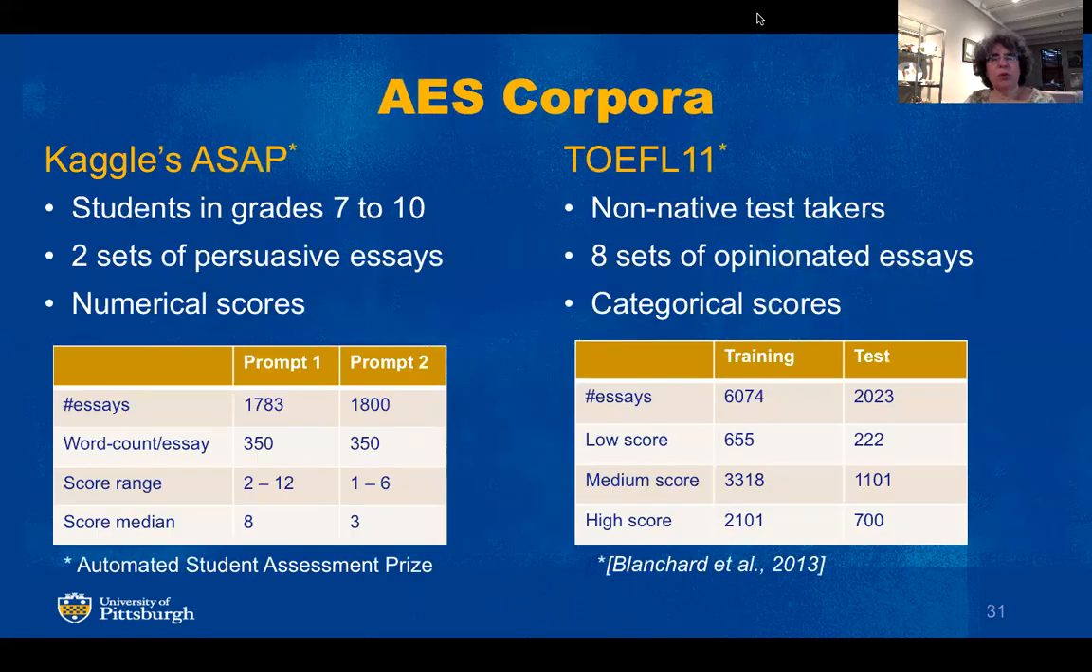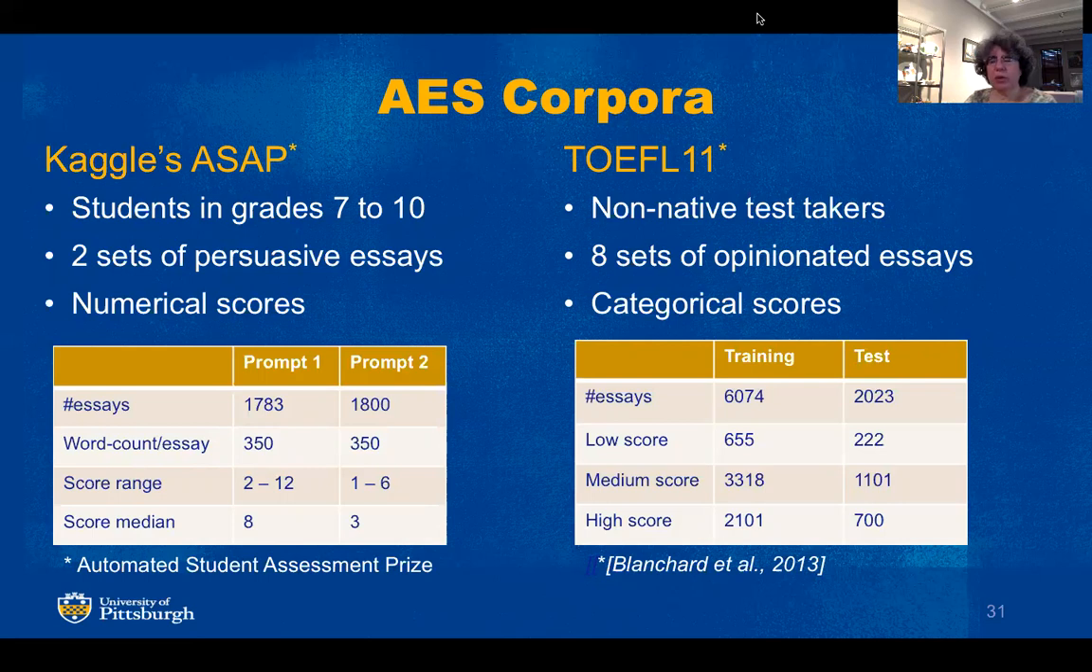For the corpora for this work, we use two different corpora that are both publicly available to the research community. The first is the Automated Student Assessment Prize data that was made available as part of a competition. There are 8 prompts actually, but we're only using 2 of them that are related to the argumentative genre. You can see the age of the students here and other statistics about the corpus in the table.